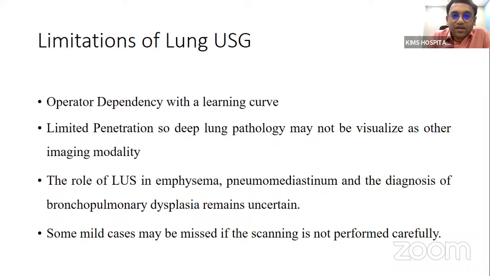So in this way, lung ultrasound learning is one of the emergent needs for the neonatologist nowadays.